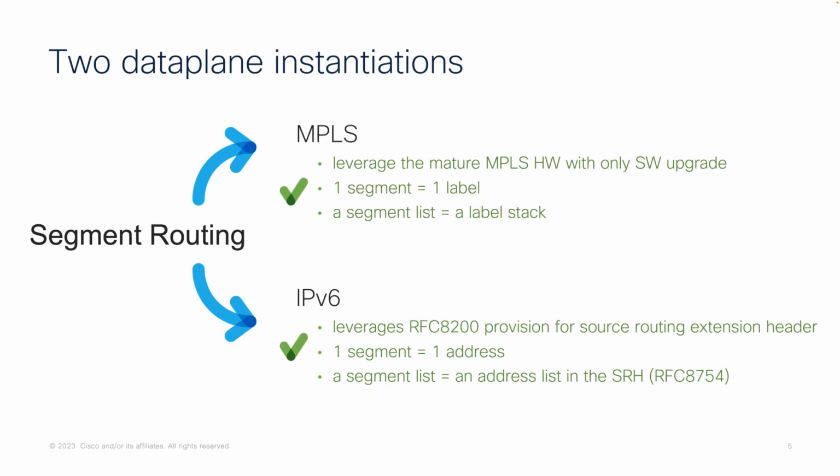Dhruv did mention the two data planes. I'll just say that the SRv6 data plane leverages RFC 8200 to describe the routing header, and then extends that with the SRH to say that a segment is an IPv6 address. So one segment is one IPv6 address for SRv6, as opposed to a segment being a label for SR MPLS. A segment list is simply a list of addresses that are stored or placed in an SR header, and we'll get into what that SR header looks like.